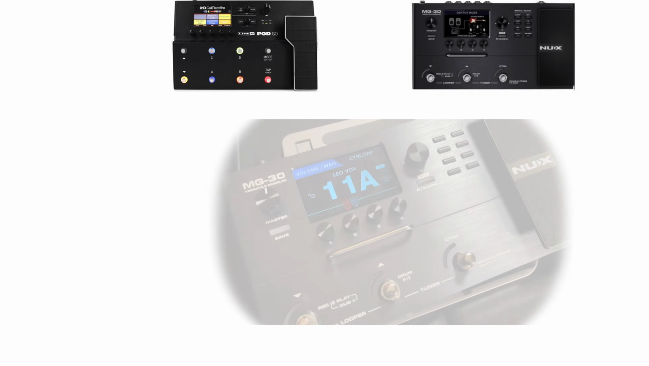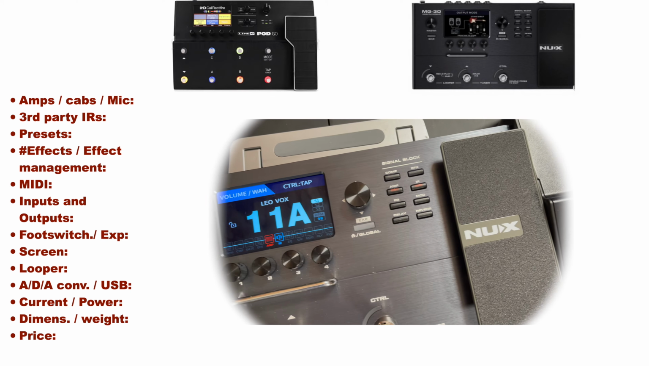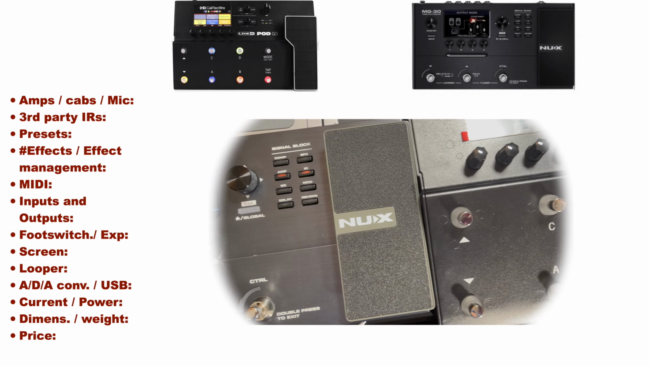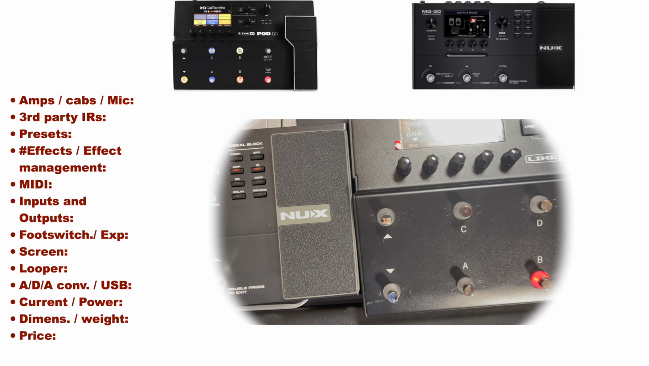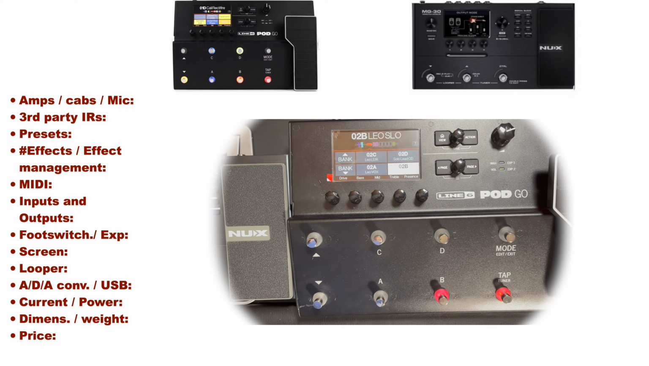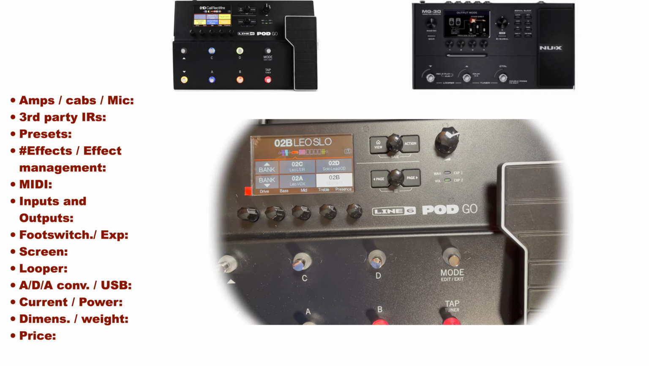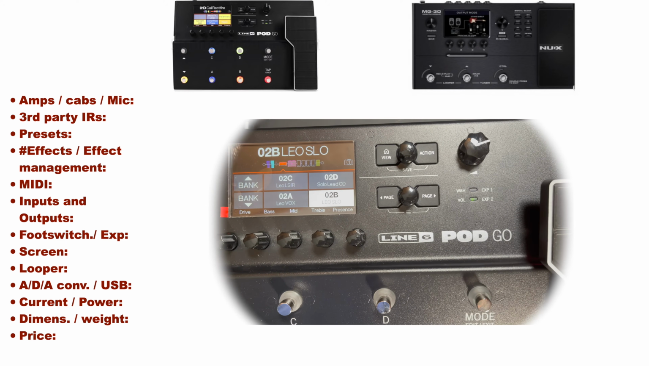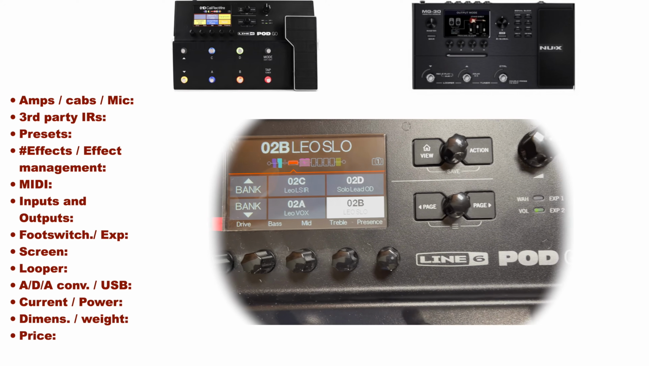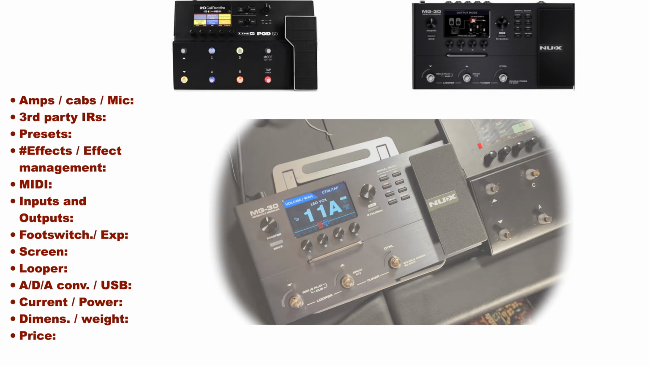We will now check out the differences between the two units among the following parameters: number of amps, cabs and mics built-in, third-party IRs, number of bank patches and presets, number of effects and effect chain management in general, MIDI availability, input and output types, foot switches and expression pedals, screen size and type, looper and drum machine availability, ADA conversion and USB channels, current, power dimensions, weight and price.